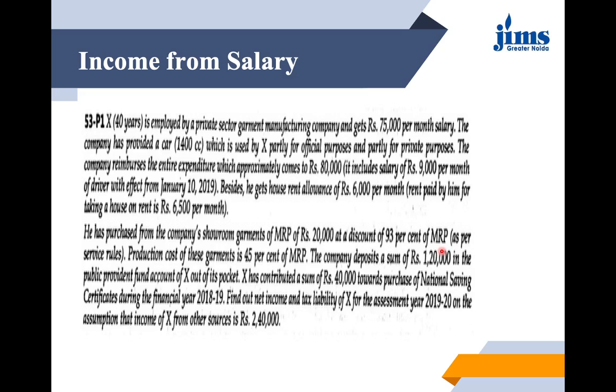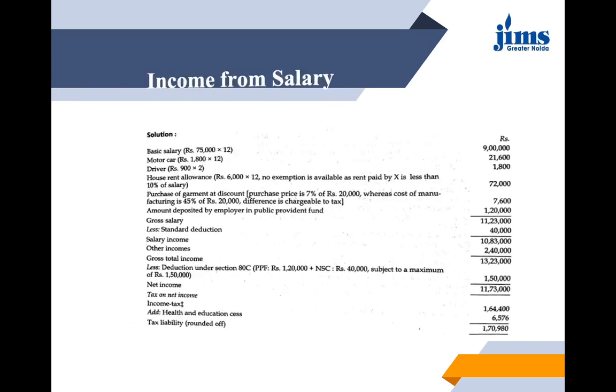Then X has also contributed a sum of rupees 40,000 towards the purchase of national savings certificates during the financial year 18-19. So we need to find out the net income and the tax liability of this person X for the assessment year 19-20, on the assumption that income of X from other sources is also there, that is 2,40,000. As we have to perform the calculations for the assessment year 19-20, this means that we have to work out for the year 18-19, starting from 1st of April 2018 to 31st March 2019. Let us have a look at the solution.